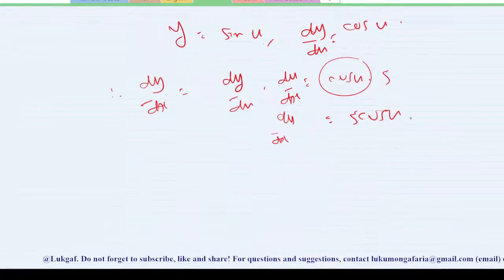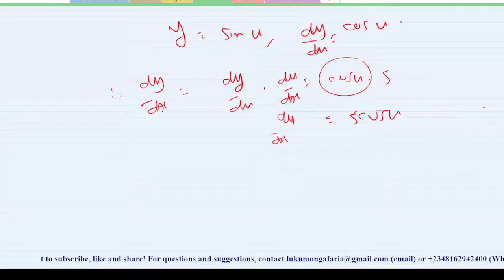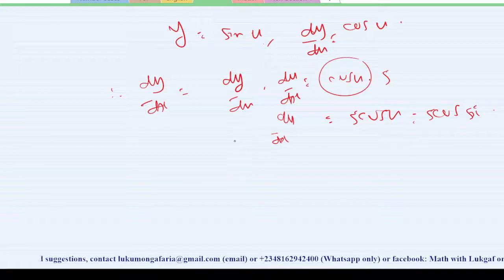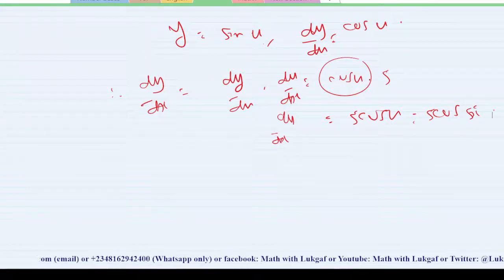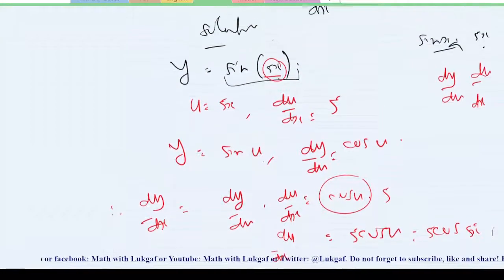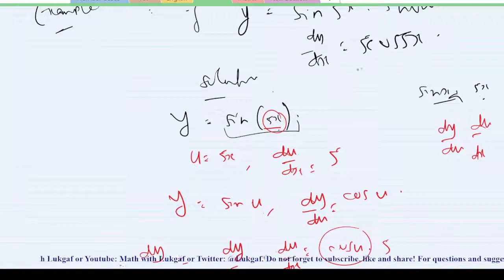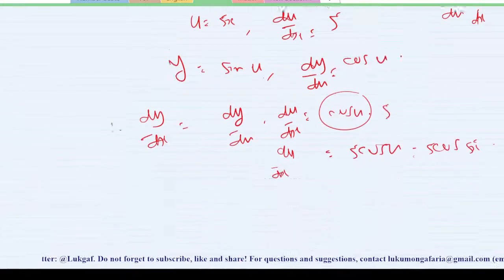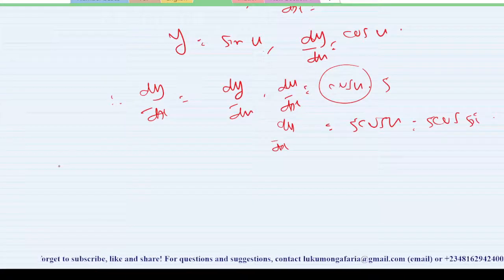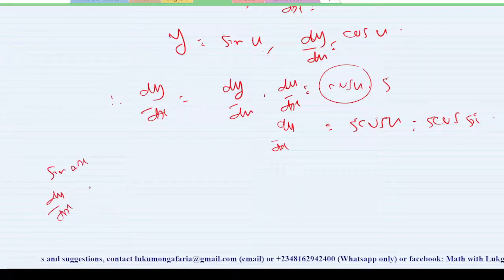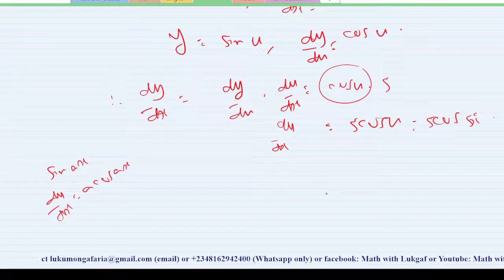So 5 cos, what is my u? My u is 5x. If you check with what we were asked to show here, you can see that we got the same result. You understand? Now that proves what I wrote on the standard derivative, that when you have sin ax in general, the derivative of sin ax will give me a cos ax. That's that.